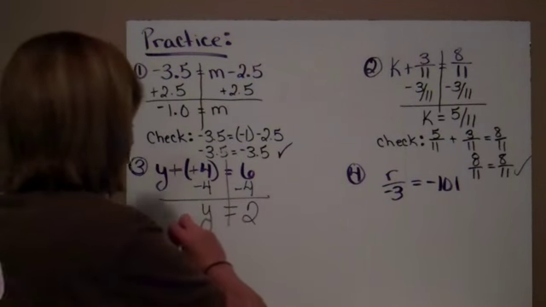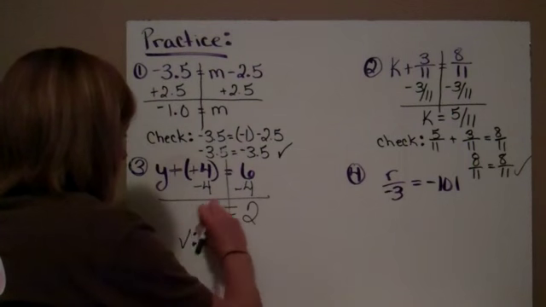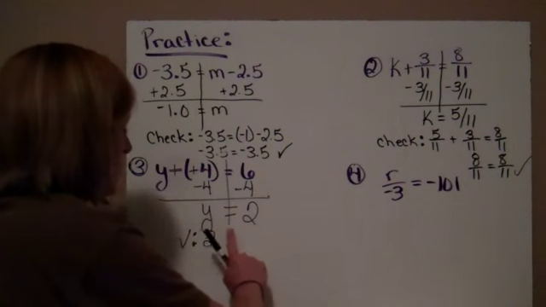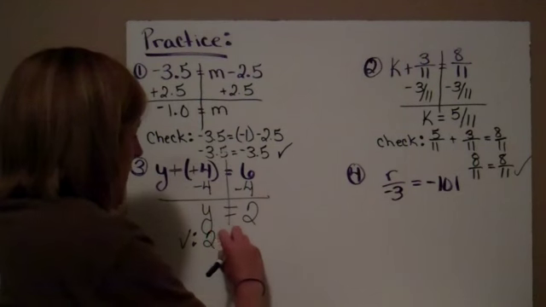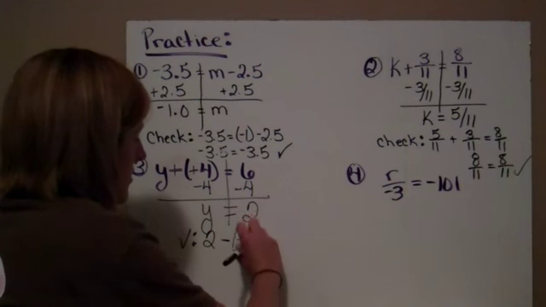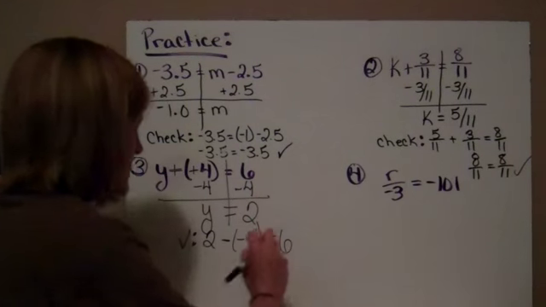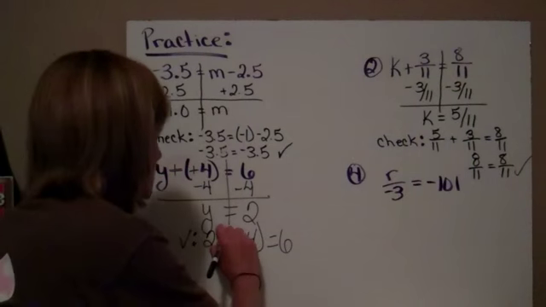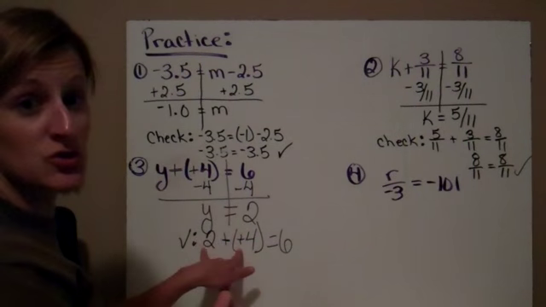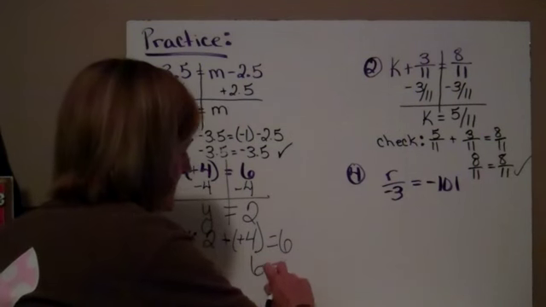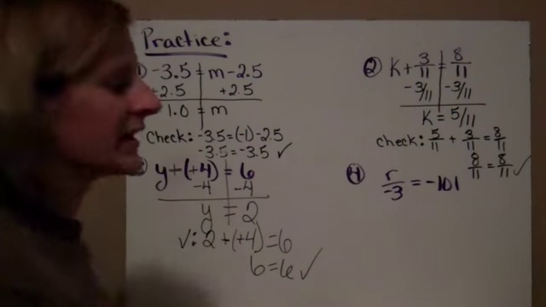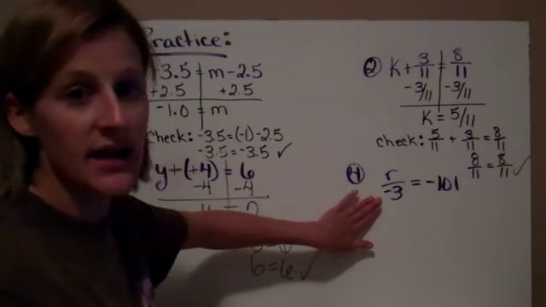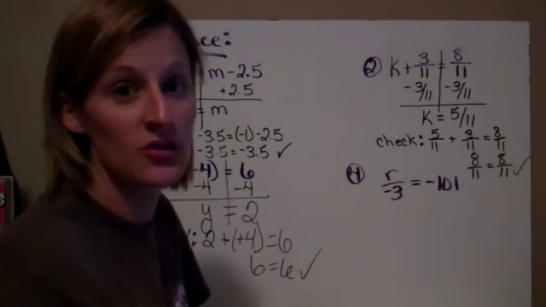Now I need to check my work. So I'm going to plug in 2 for y, and my original equation was y minus negative 4 equals 6. Now remember, 2 minus negative 4 is the same thing as 2 plus a positive 4. We know 2 and 4 is 6, and 6 equals 6, so we are good. Our answer is correct. Number 4, we have r divided by negative 3 equals negative 101.